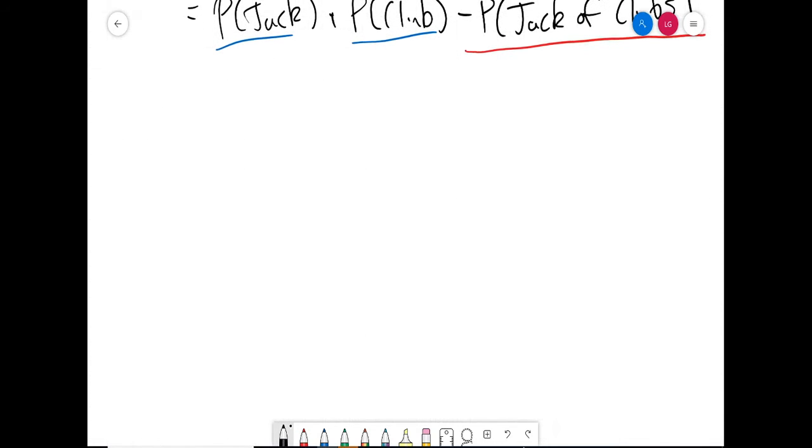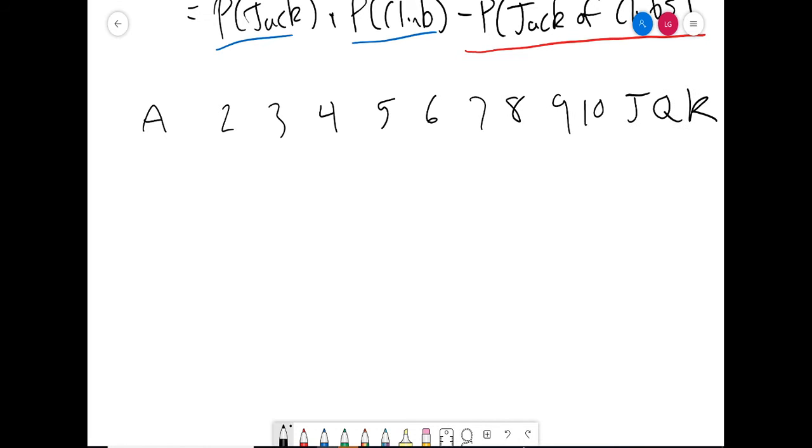I think it's another thing that's useful to see as a table, a cross table, where if we take a second here, let me give myself a little more space. Okay, and we cross that with clubs, spades, diamonds, and hearts. What are we talking about for successes here? Well, the jack of clubs, jack or club. So all of this and all of this.